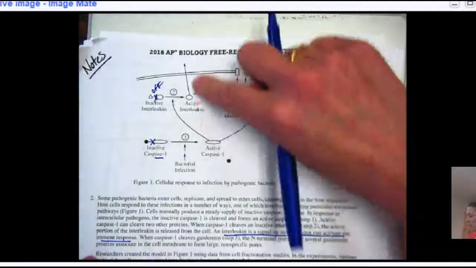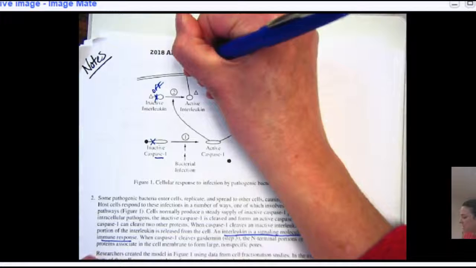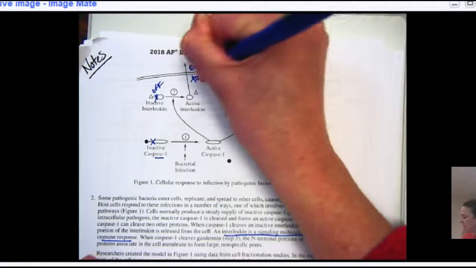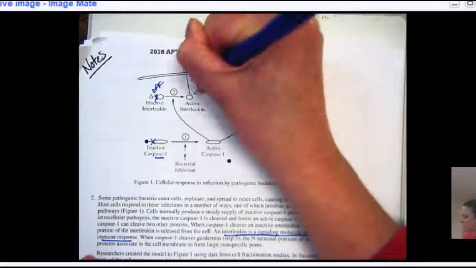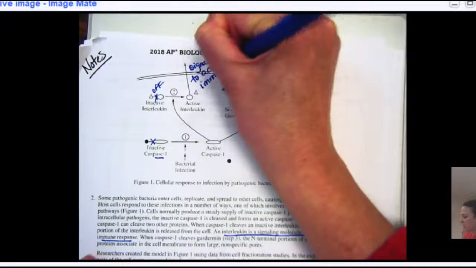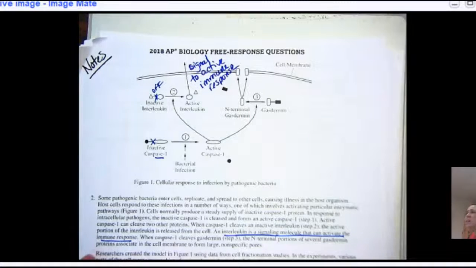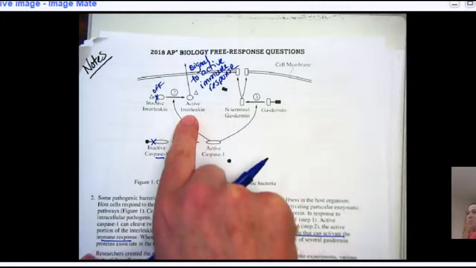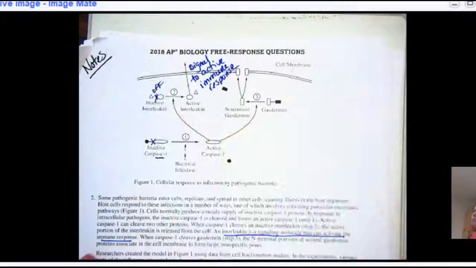So now this active interleukin is a signal to activate the immune response, which means it will bring in all of the phagocytes and B cells and all of those other cells of the immune system. That makes sense because if you have a bacterial infection, you want to make a signal molecule so you can let the rest of the immune system know that we have some bacteria to kill.